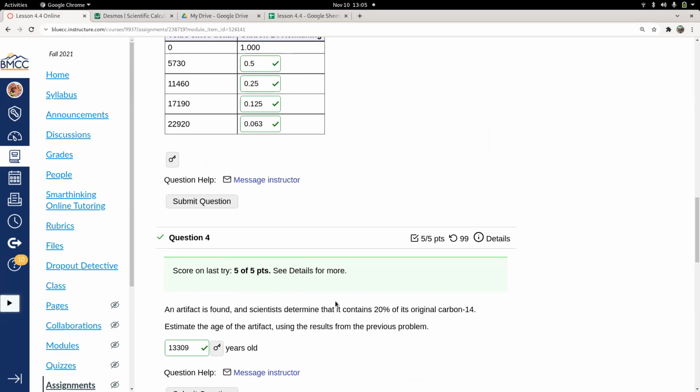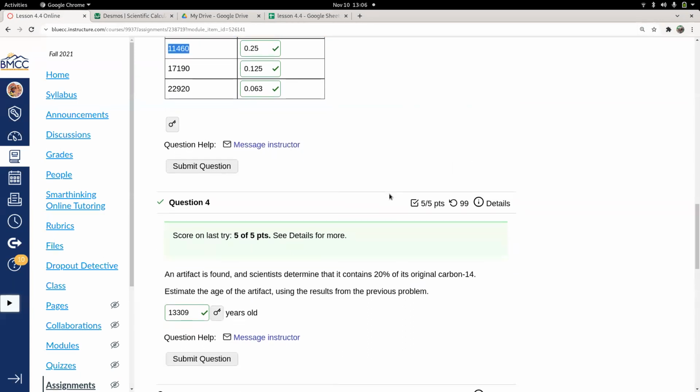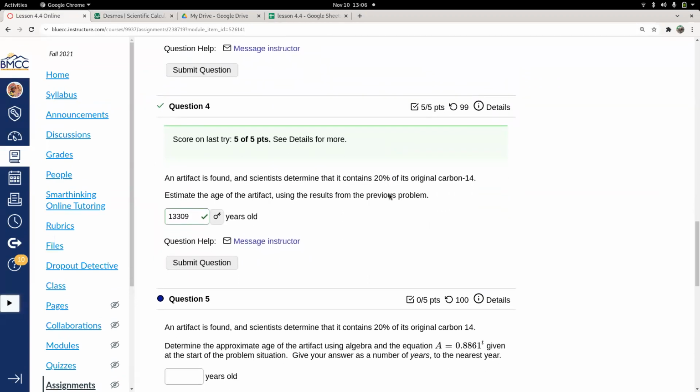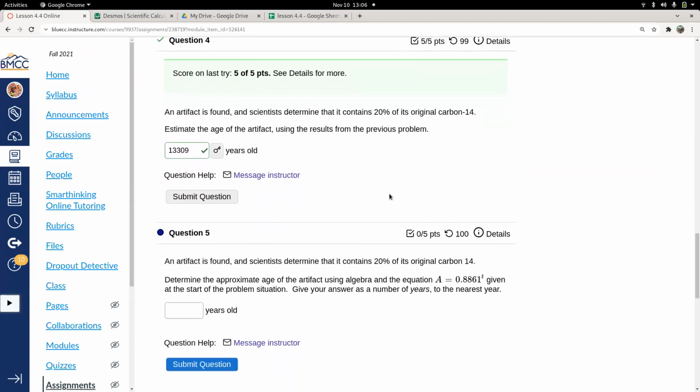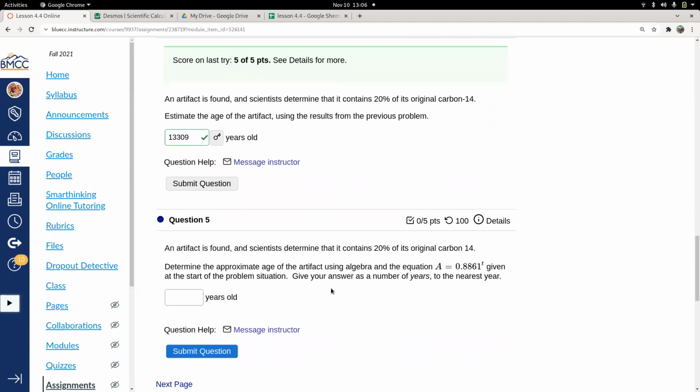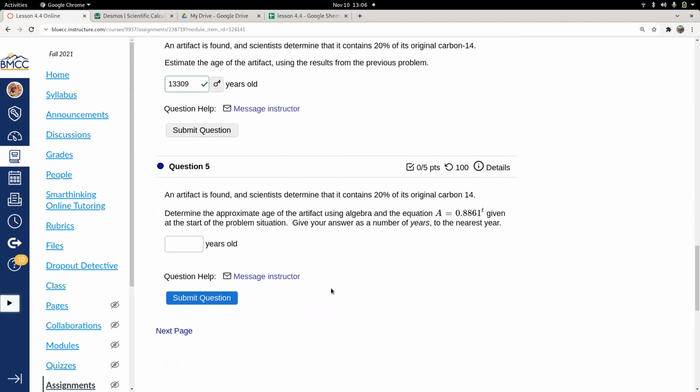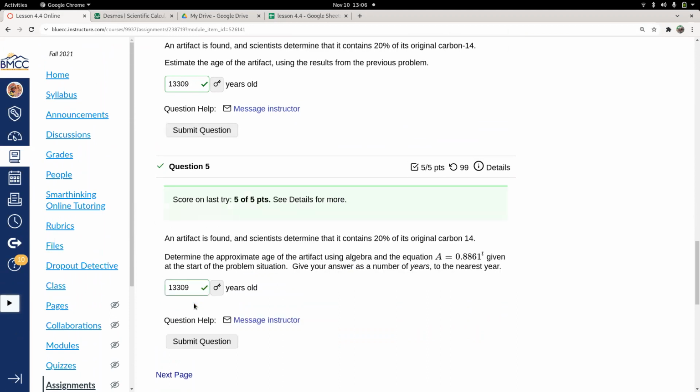Okay. Using the previous problem, let's see. It's more than 11,000 here. So I might guess 12 or 13 based on just that number up there, but we were able to calculate it. Okay. Now here, oh, I guess I jumped ahead. I answered question number 5. Here they wanted me to solve the equation. Boom, done, 13,309. Nailed it.